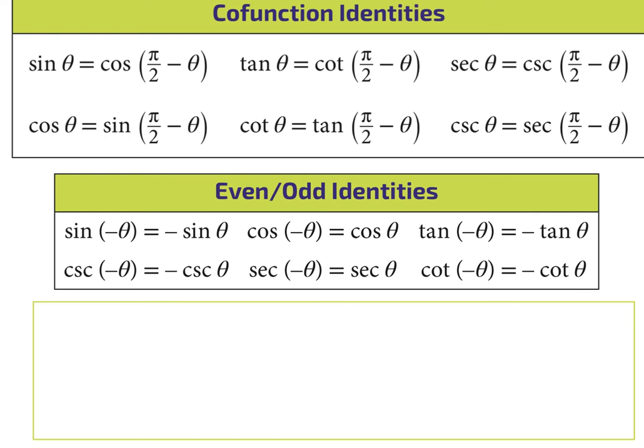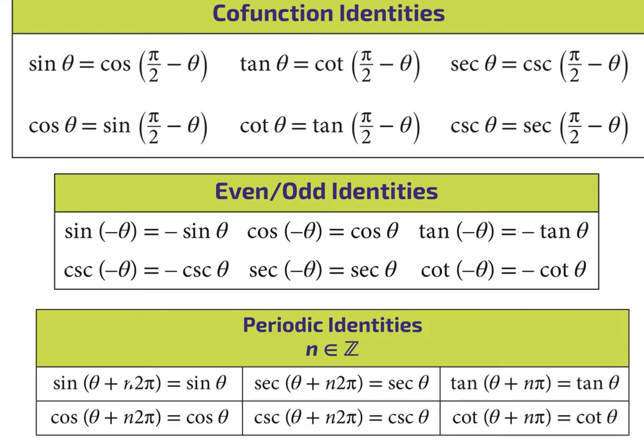The last identity on this part that we're going to look at is periodic identities. I just want you to pay attention to the fact that sine rotates, and we saw this when we did our graphs, every complete circle. So you'll notice that sine and cosine rotate every complete circle, secant and cosecant every complete circle, but tangent and cotangent repeat every half a circle. That's all this is saying.